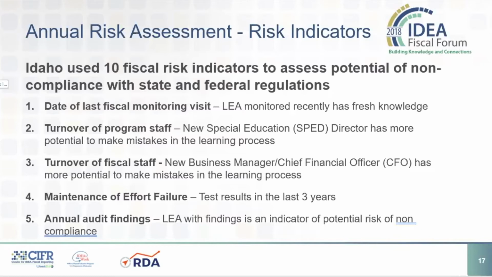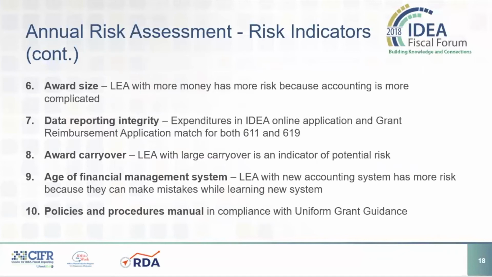The next one is the result of the annual audit findings. Under the Idaho code, every LEA has to have an external audit, and they have to submit their audited financial statements to the department. So we use the result of the findings to make some assessment on the risk. Okay, the next risk indicator was the size of the grant award.